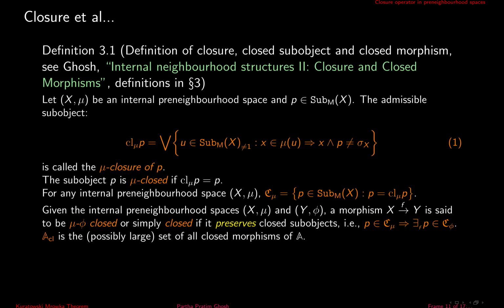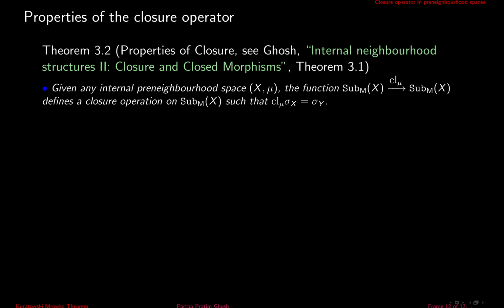Once we define the closure, we can define what is mu closed, the set of all mu closed things, and closed morphisms are then morphisms which preserve this closedness. That is, P is closed in the domain implies its image is closed in the codomain. And ACL is the set of all closed morphisms. The closure hereby defined turns out to be a proper closure operator, a valid closure operator in the sense that it is monotone, idempotent, extensional, and grounded as shown.